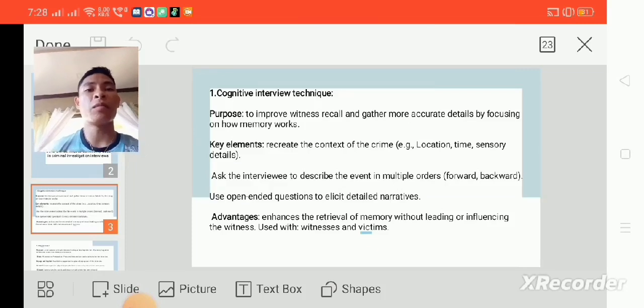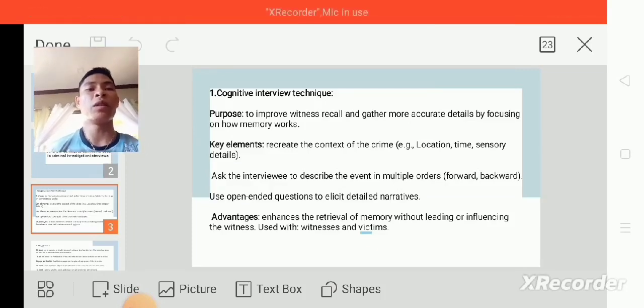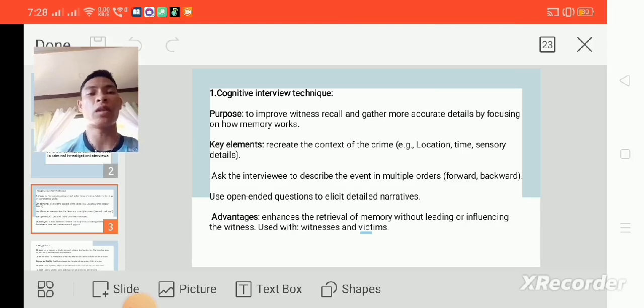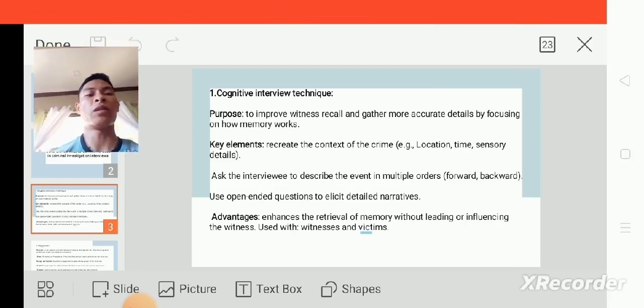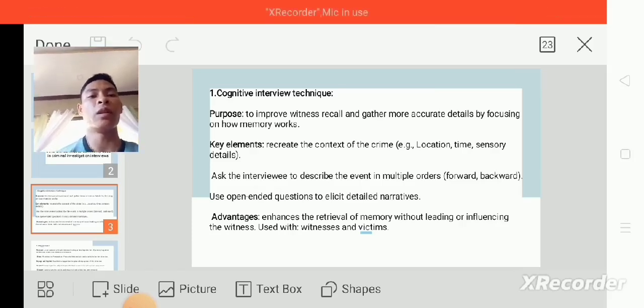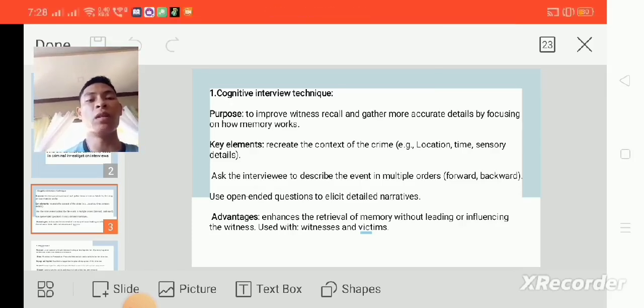First is the cognitive interview technique. The purpose is to improve witness recall and gather more accurate details by focusing on how memory works. Key elements: create the context of the crime, for example location, time, sensory details. Then ask the interviewee to describe the event in multiple orders, forward and backward. Use open-ended questions to elicit detailed narratives.